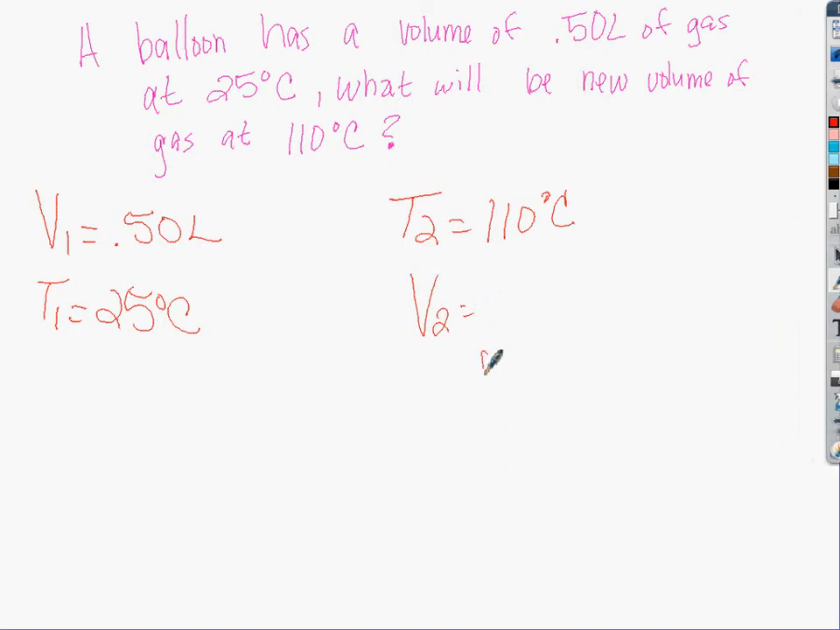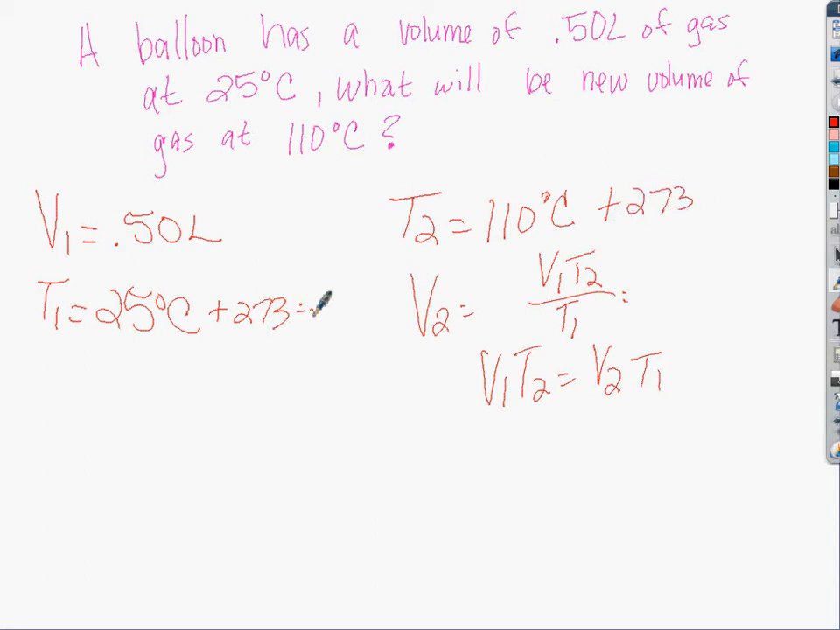Alright, so we had V1 T2 equals V2 T1. So that's going to be V1 T2 divided by T1. So plug in the numbers and I get the answer, right? What do I got to do? So I'm going to add 273 to each temperature, and then plug in my numbers. All right, so let's proceed.